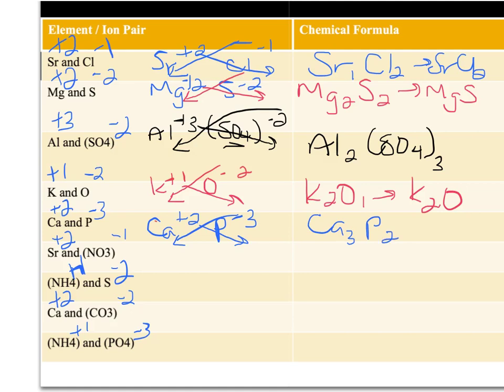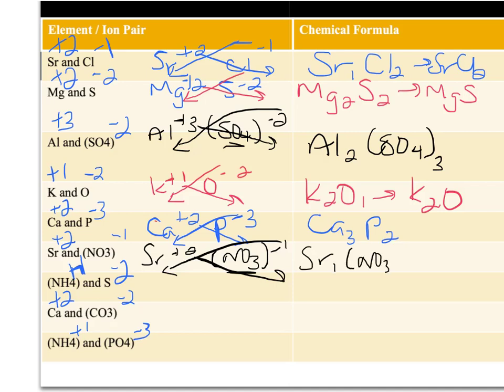Okay. Next one, Sr +2, NO3 -1. Same deal, we can't touch what's inside the parentheses. Okay, the -1 comes over here and becomes strontium's subscript, loses its sign. +2 comes over here and lands on the outside of the parentheses and becomes the nitrate subscript. So Sr1(NO3)2, and again we would just write that Sr(NO3)2.